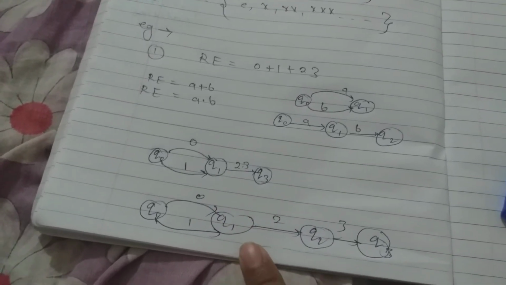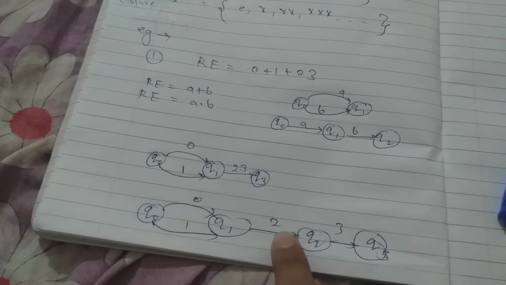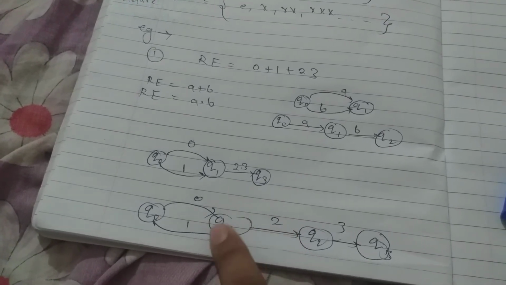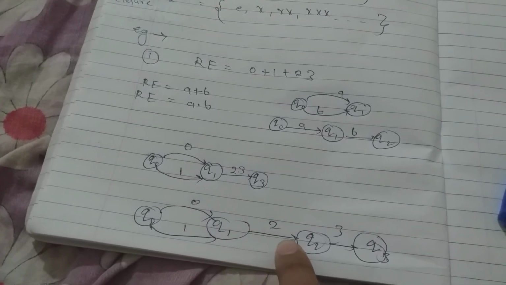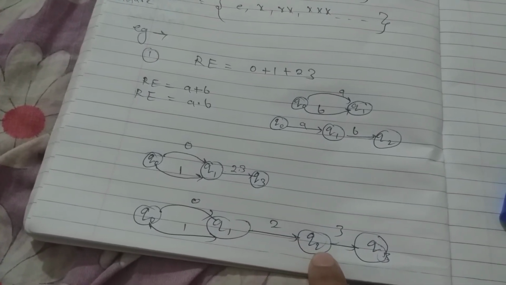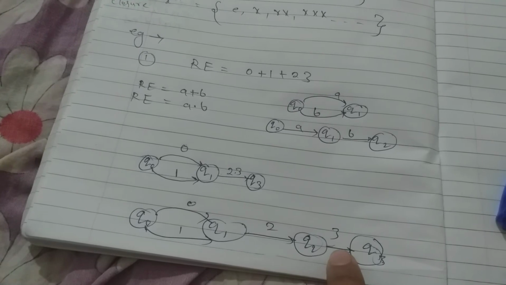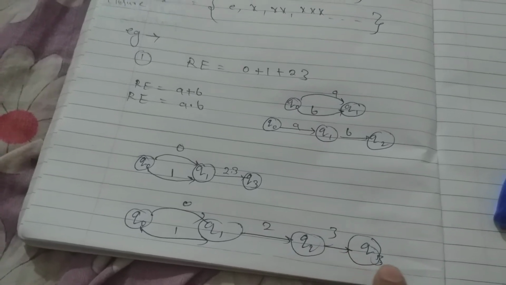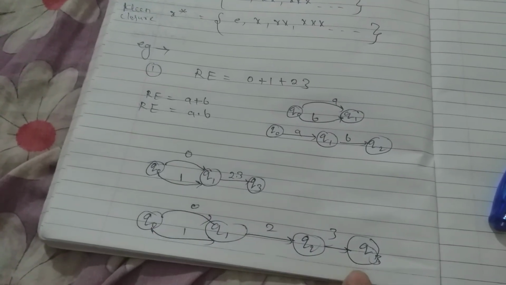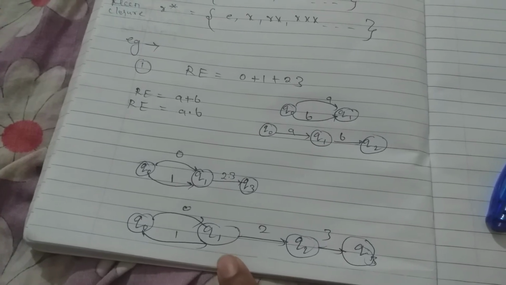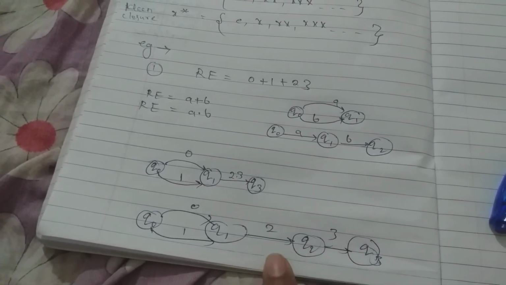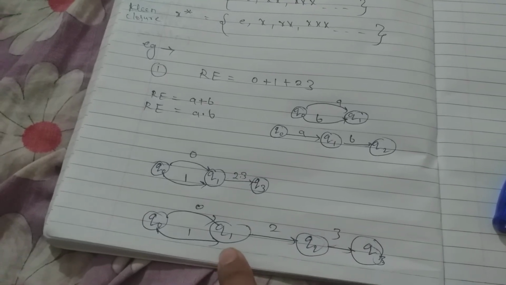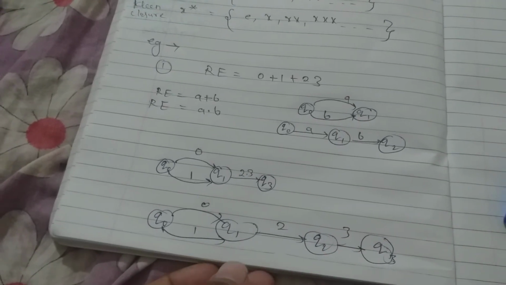So you can see here, after consuming 0 and 1 we have reached q1, and after that we have consumed 2 in order to reach q2, and after that we have consumed 3 in order to reach q3. So this is an NFA, non-deterministic finite automata. Why do we say it is non-deterministic? Because we don't have a final state in this automata.